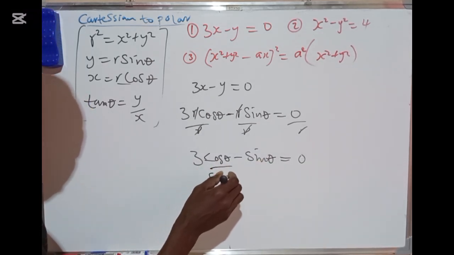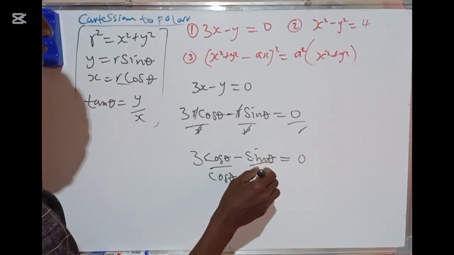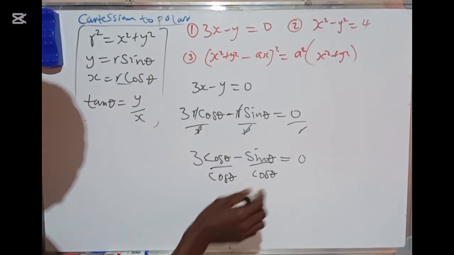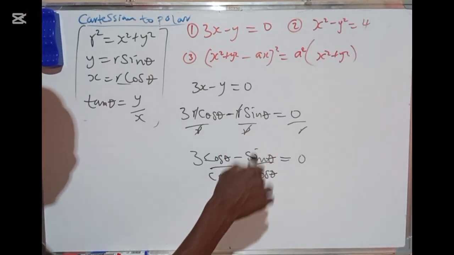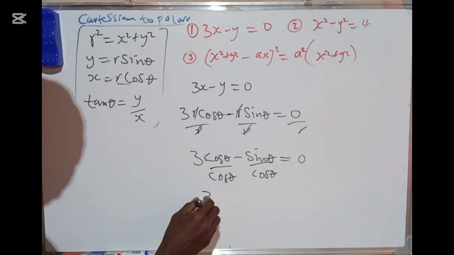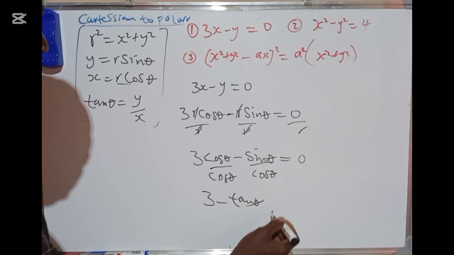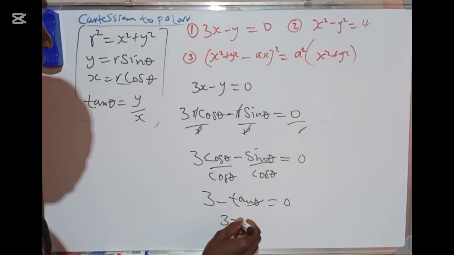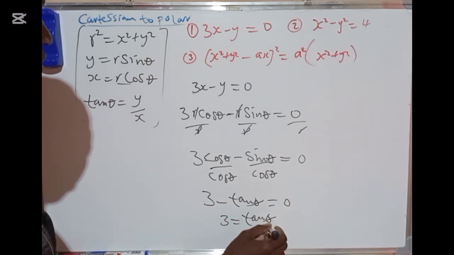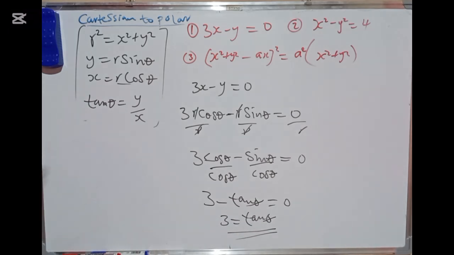We divide everything by cos theta, so that we have one identity that represents the ratio of sine theta to cos theta. Then we have 3 minus sine theta over cos theta, which is tan theta, equals 0. Or 3 equals tan theta, or you can call it tan theta equals 3. This is the polar form of 3x minus y equals 0. It's tan theta equals 3, or 3 equals tan theta; the order of the arrangement doesn't matter. So that is the answer for the first question.